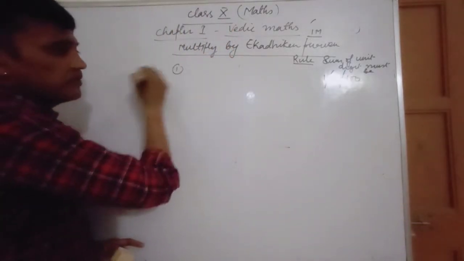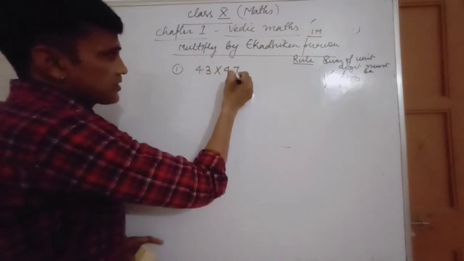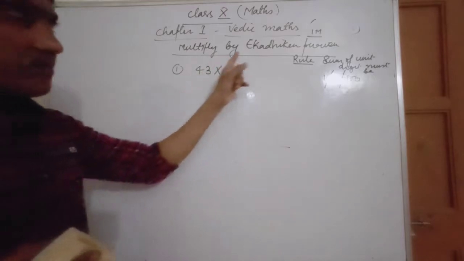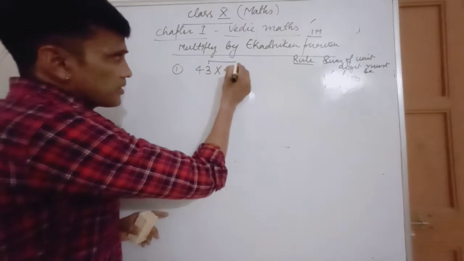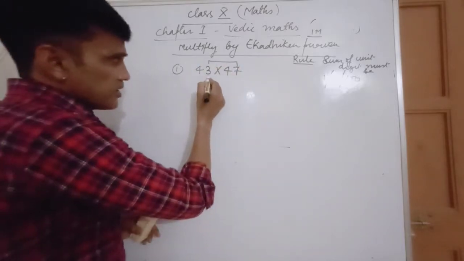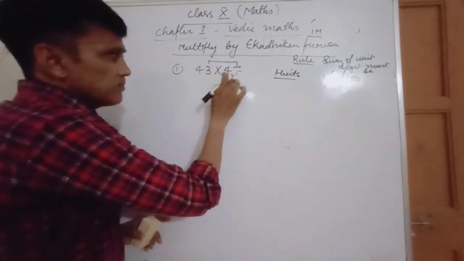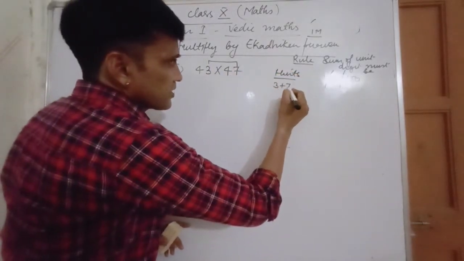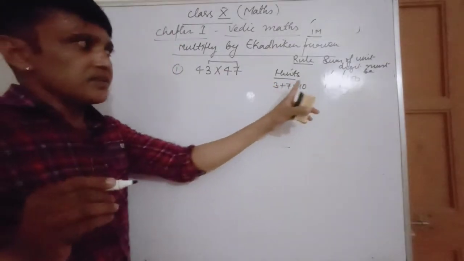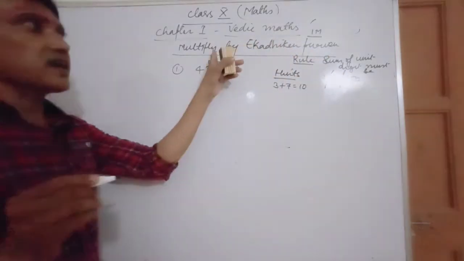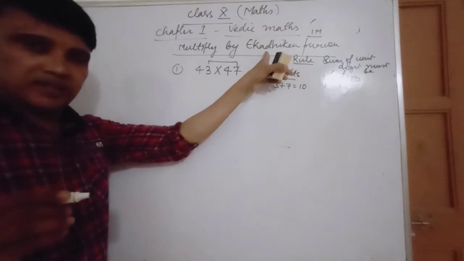See numbers. If you want to multiply 43 into 47, now see here. We are multiplying by एकाधिकेन पूर्वेण, 1 mark question. These are called unit digit or ones place digit. Sum of these digits must be 3 plus 7, 3 plus 7 is equal to 10. If the sum of the unit digits is 1, 10 or 100, at that time you have to apply the formula of एकाधिकेन पूर्वेण Vedic mathematics.